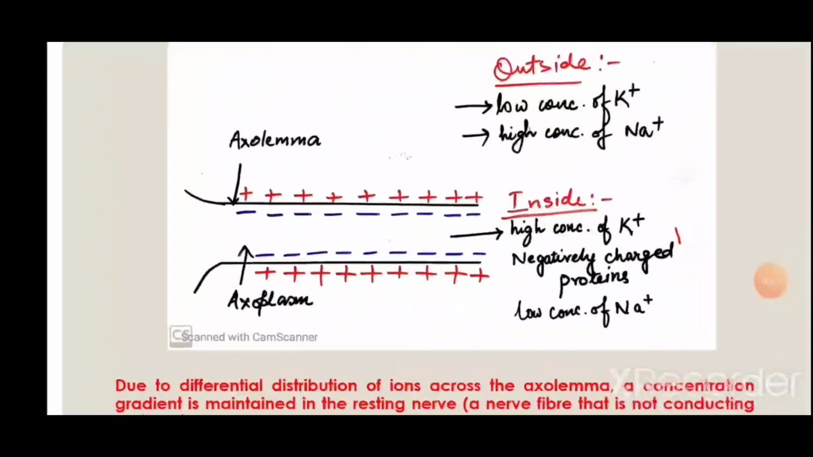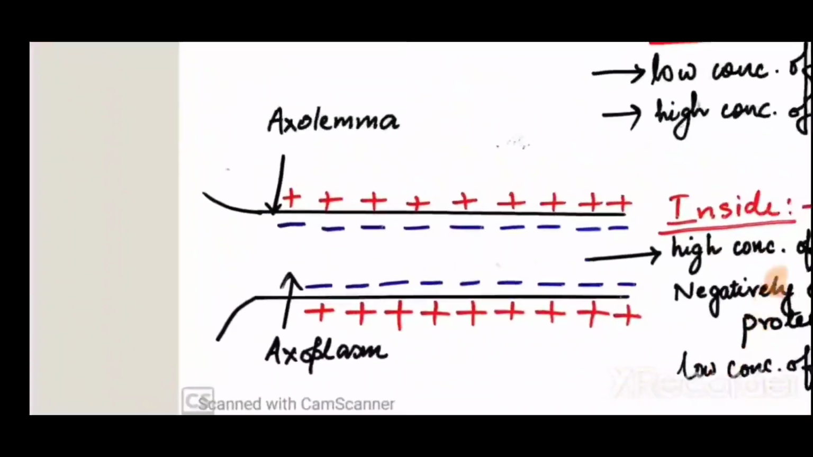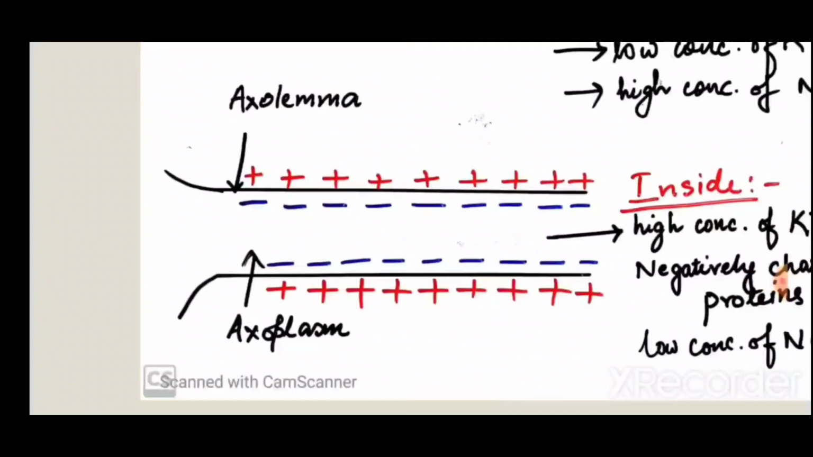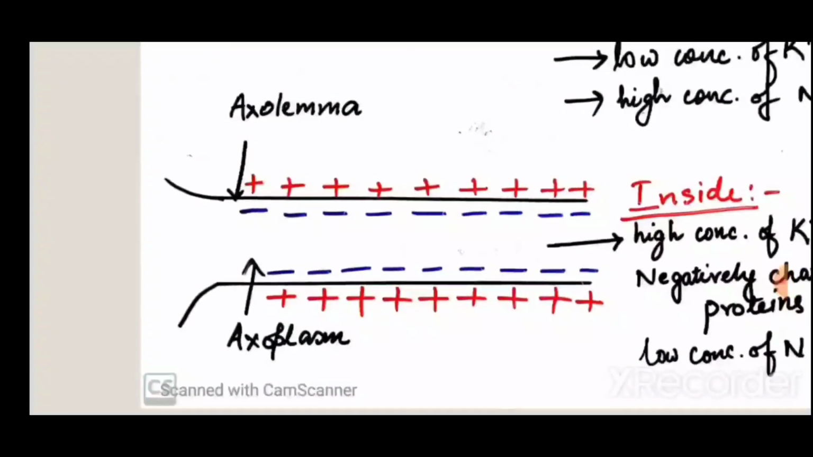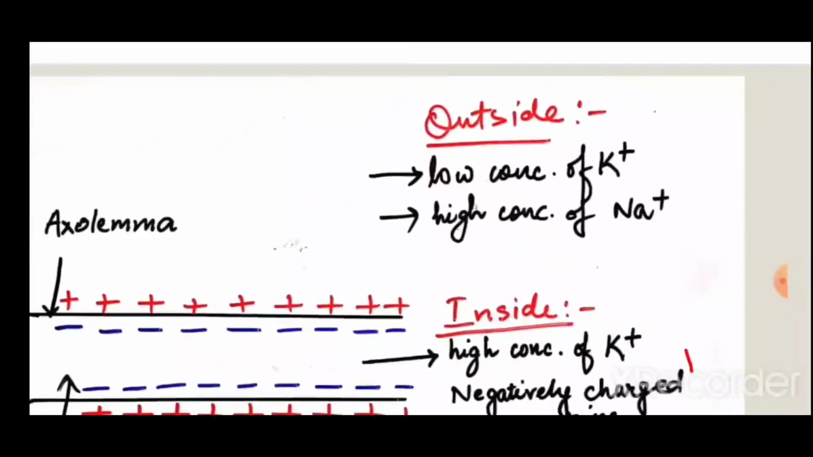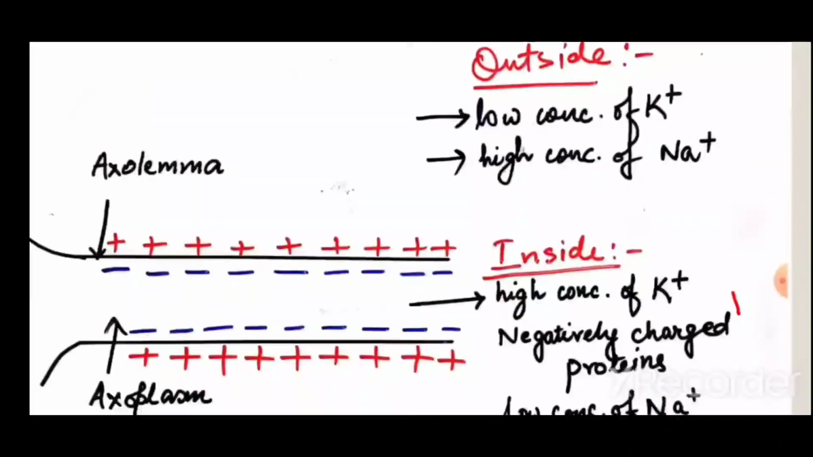As you can see, this diagram is showing axolemma. Axolemma is the membrane of an axon, and then there is axoplasm, that is the cytoplasm of the axon, and the outside of the axolemma has got positive charge and inside it is negatively charged. And this polarization is due to differential distribution of ions outside and inside the axoplasm.